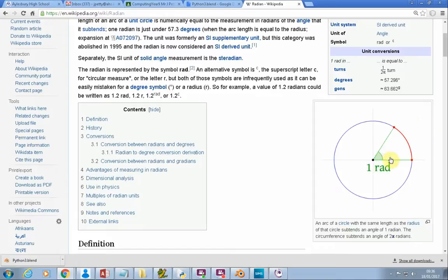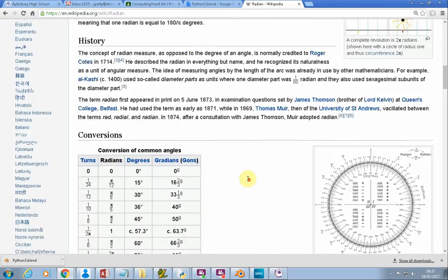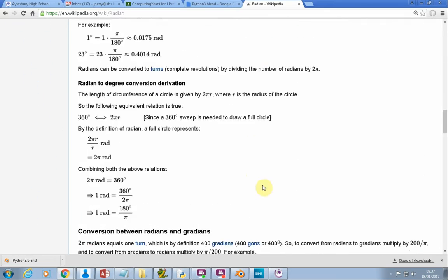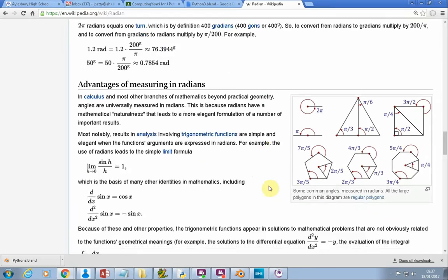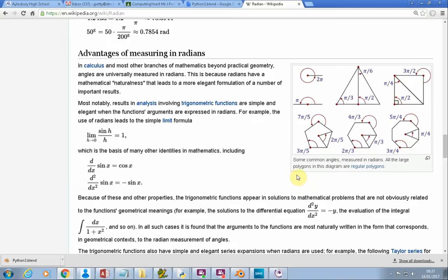Okay. Now, why do we use radians? Well, there's a bit on here about the history of it and everything else, but this key thing about being pi rad. If we scroll down, there's something in here saying advantages in radians, and effectively, when you look at any geometry just using radians, it's much simpler. So the entire circle is just 2 pi.